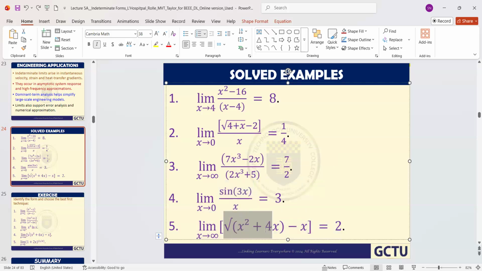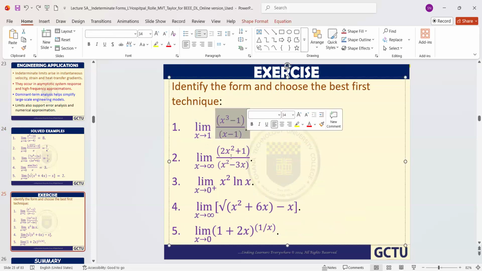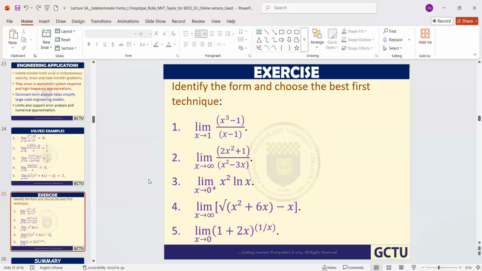And then the last one is similar to example number 2, where you are looking at possibly rationalizing to solve your problem. There are 2 questions here. This one is saying identify the form and choose the best fit method. So when you look at it, you tell which method will help you to solve the limit equations that you have.